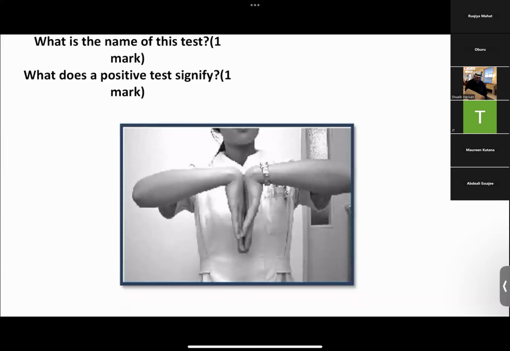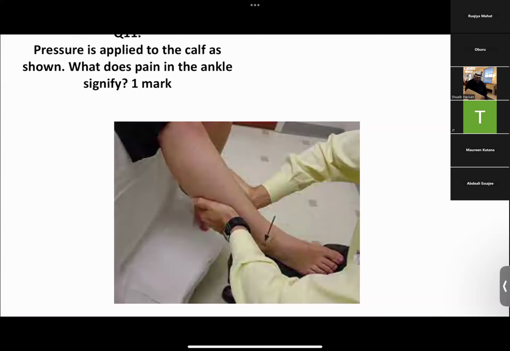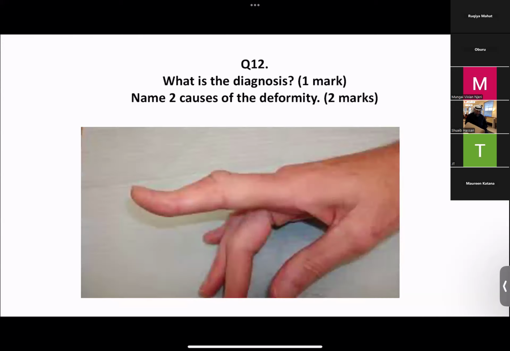This is a Phalen test, okay? These are Phalen tests. All right. And you do it for a minute. What test is this? A squeeze test. And what is that squeeze test? If it's positive, what does it show? The syndesmosis is injured.